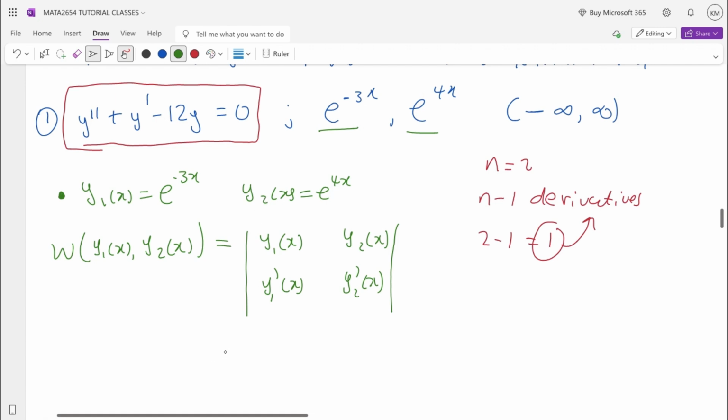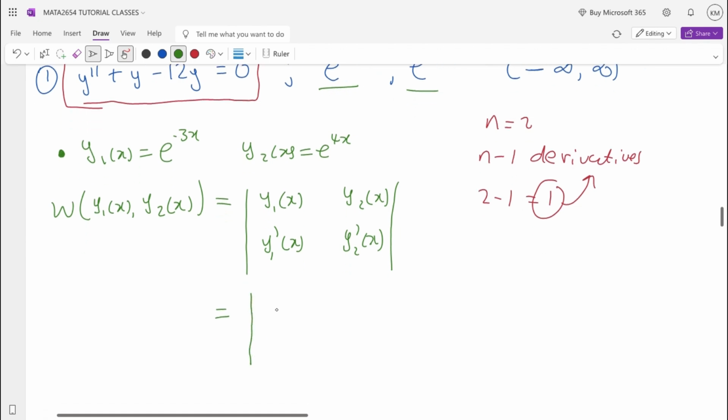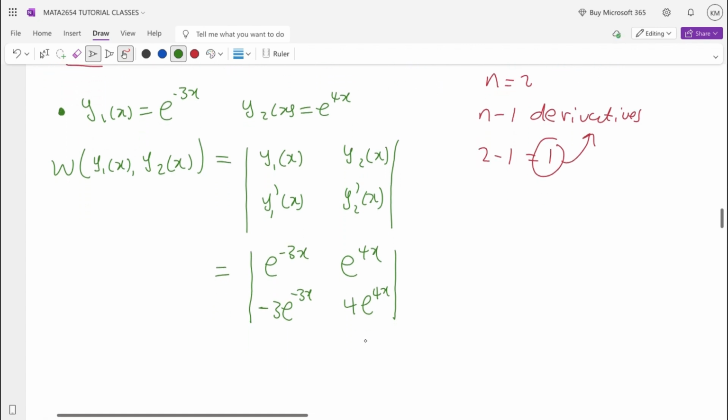Okay. Then now let's start putting functions there. What is y1? My y1 is e raised to minus 3x. My y2 is e raised to 4x. So according to this, I have to take the derivative. I'm going to get minus 3 e to the minus 3x. That is the derivative of this function. And the derivative of this one is 4e to the 4x. Just like that.